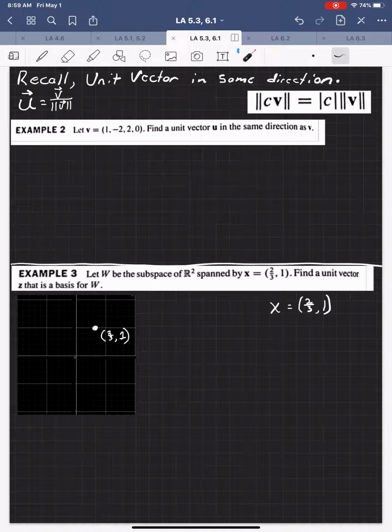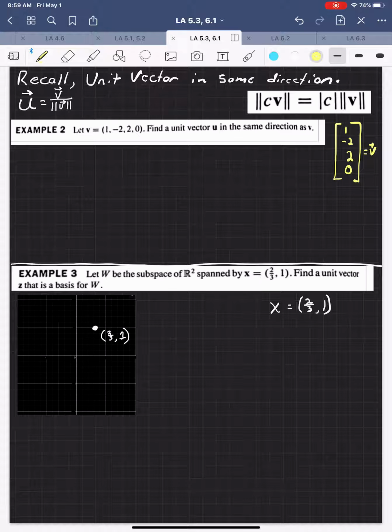Okay. So example 2, they give us some vector, right? And if you were to think about example 2 in n by 1 notation, this would be 1, negative 2, 2, 0. So the question could be written this way as well. But nevertheless, here is v, how we've defined v. And what we're asked is to find a unit vector, which we'll call u, that's in the same direction as v. All right. Well, how do we proceed?